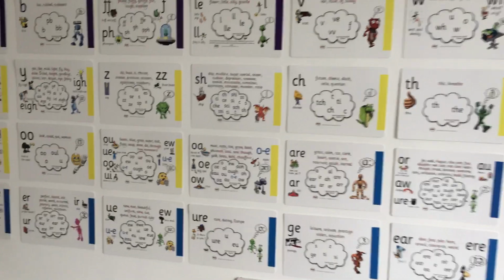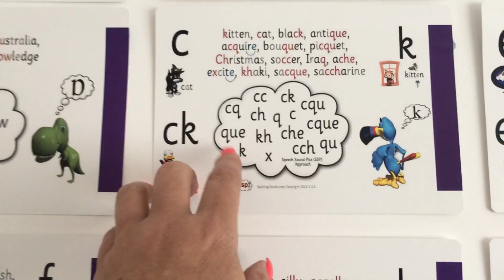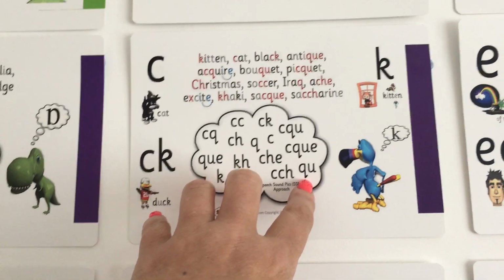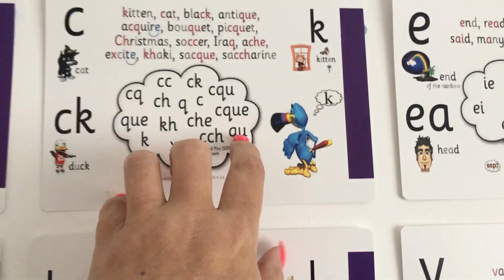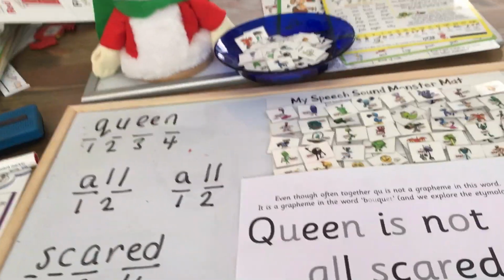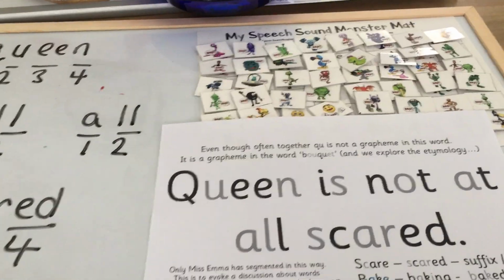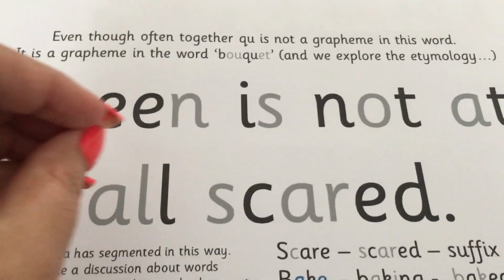There is a QU grapheme, which is why I created my speech sound wall, which I've been doing for years and years and years. If you have a look at the k cloud, you'll see that we have got the QU as a representation for k, because QU can be a grapheme, like in the word bouquet. We have to think about the origins, the etymology. There's so much more to exploring words than just the graphemes, just the phonics. It's your etymology, it's what parts of the words are meaningful, your morphology, etc. Okay, so it would be mapped like this.